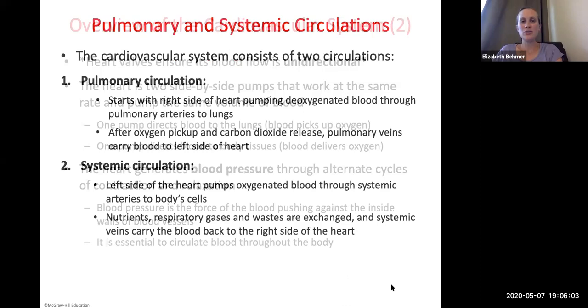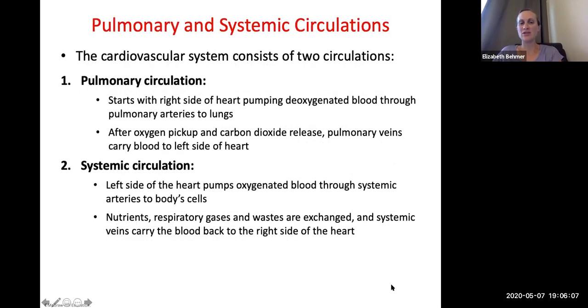So the 2 circulation systems that we talk about within the cardiovascular system are the pulmonary circulation and the systemic circulation. And Roman numerals 3 and 4 in your notes will ask you questions. Which of these systems has deoxygenated blood and which of these systems pumps blood to all the other organs? So we'll go over pulmonary circulation first.